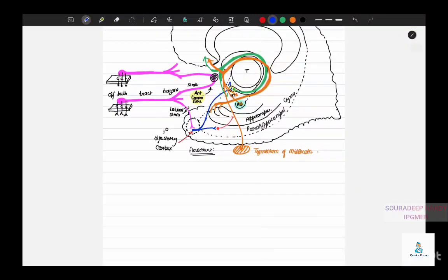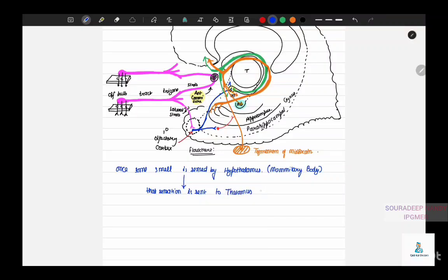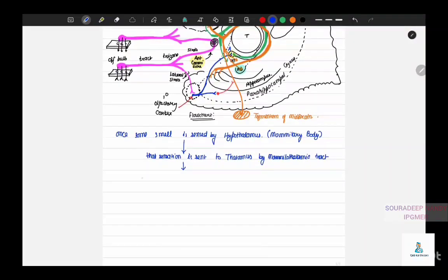Now here is the Papez circuit. So the Papez circuit is a circuit responsible for memory generation. So once some smell is sensed by the hypothalamus, that is the mammillary body, that sensation is sent to the thalamus by the mammillothalamic tract. Then from the thalamus, it is sent to different areas. From the anterior nucleus of the thalamus, it goes to the cingulate gyrus.